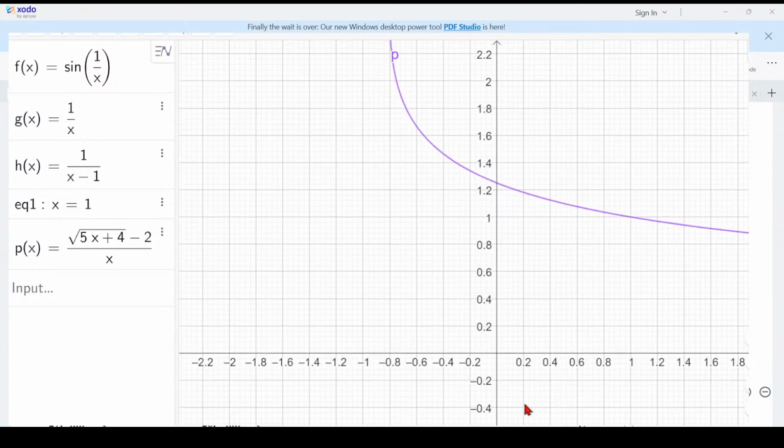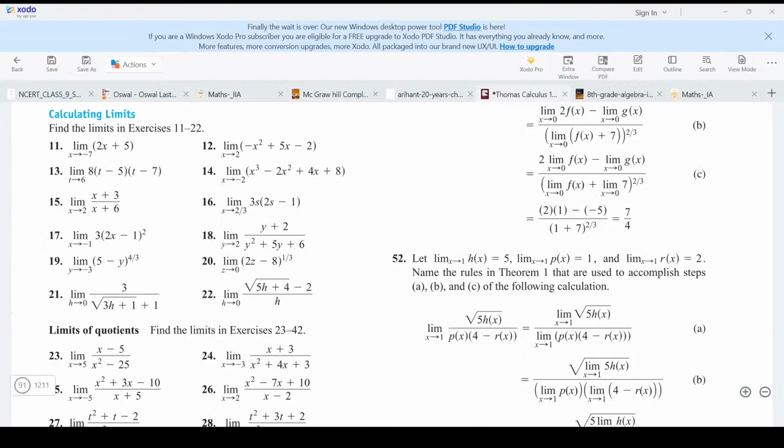Now tell me, f of minus 0.4, what is that? 1.5. f of minus 0.2, what is that? 1.3 something. f of minus 0.1, what is that? Near to 1.2. So basically what we are trying to say is, when x is approaching 0, the function is approaching 1.25. That is what we are trying to say. Agreed? Yes, sir. Okay.